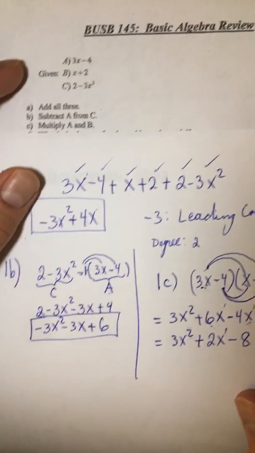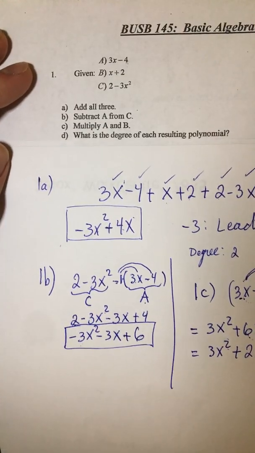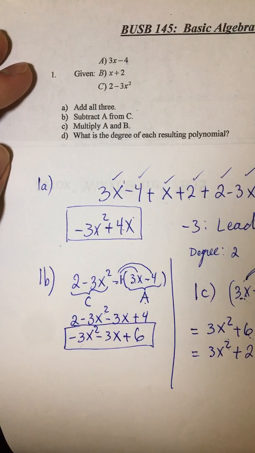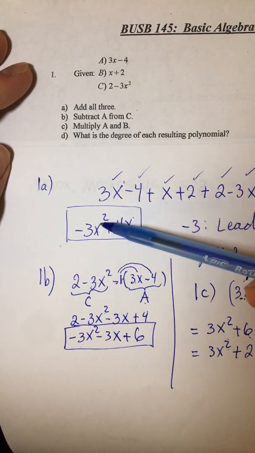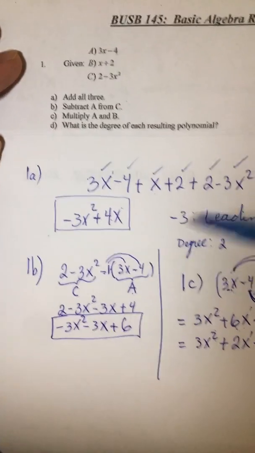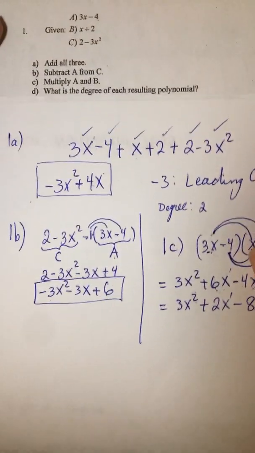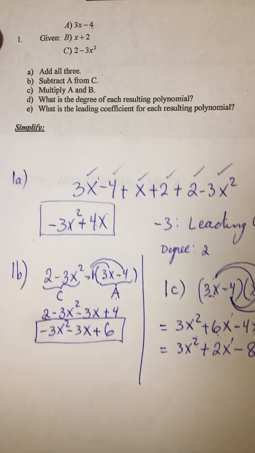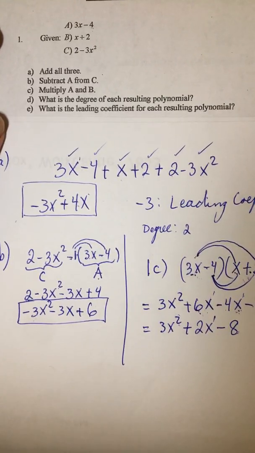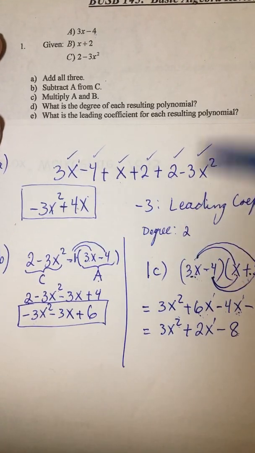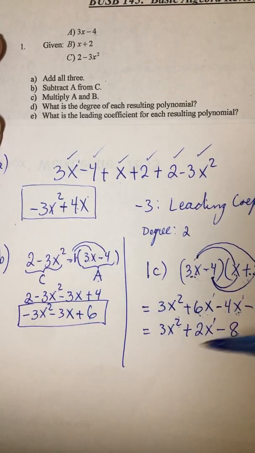Okay, so let's do part D now. What does it say? What is the degree of each of the resulting polynomials? Well, we already talked about that. So in part A, the degree was 2. In part B, the degree was 2. In part C, all degrees are 2. Okay. What is the leading coefficient for each of the resulting polynomials? We already discussed that as well. In part A was -3, in part B was -3, in part C is +3.